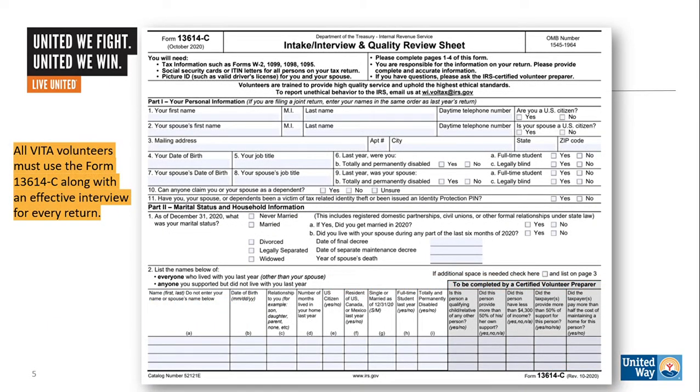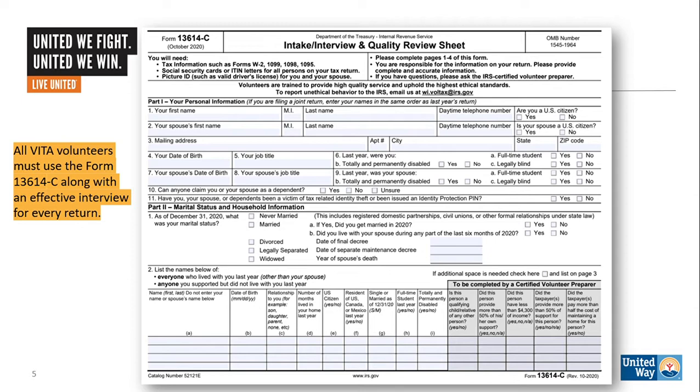This is an example of how the form 13614-C looks. All VITA volunteers must use the form 13614-C along with an effective interview for every return. We will be going over this form in detail in a bit, but this form will need to be completed. Like I said in the previous slide, this form will be available on our website.